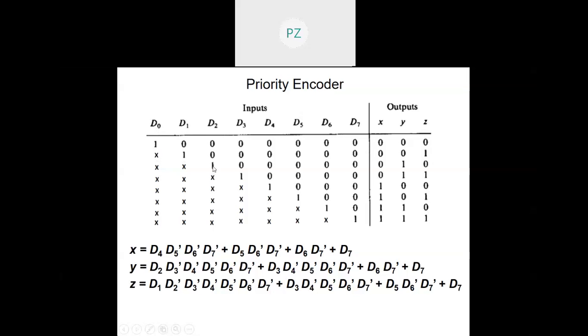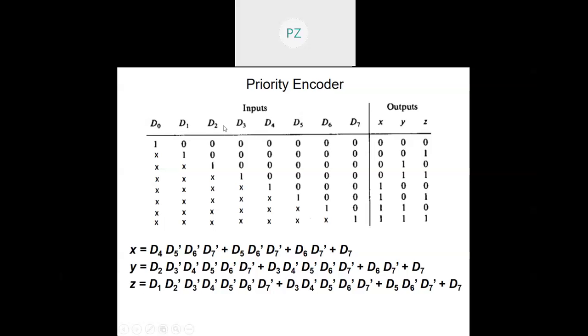Similarly, when D2 is high, regardless of whether D0 or D1 are high, any one of them or both of them may be high, but the encoding will happen according to D2. Similarly, when D3 is high, you keep any one of them as high, it doesn't really matter. The encoding will be corresponding to D3. So priority is increasing this way. Finally, when D7 is high and any one of the remaining ones are high or low, regardless of that, the output will be corresponding to D7. So that way D7 has got the highest priority and D0 has got the least priority.